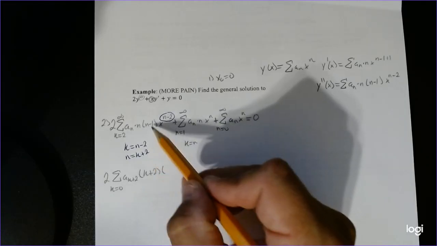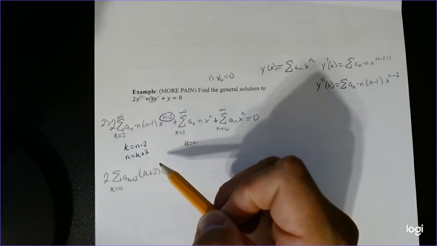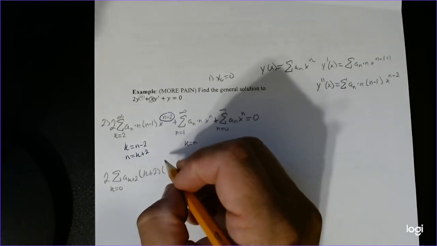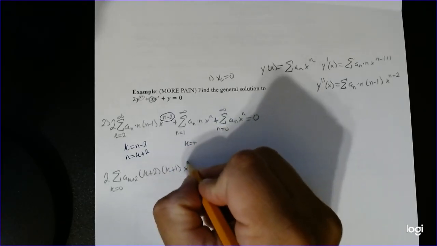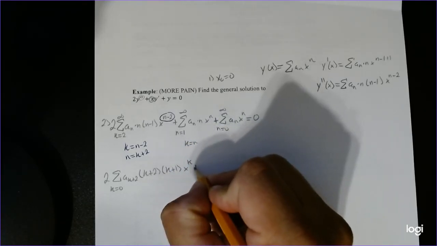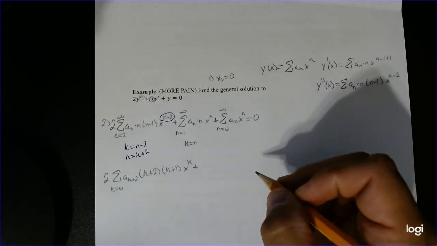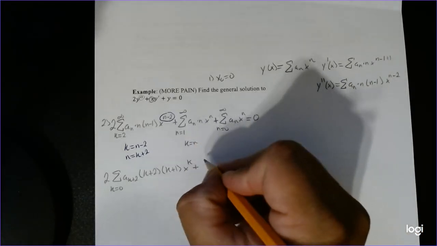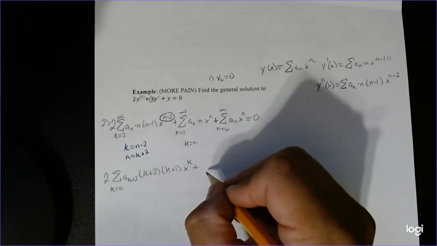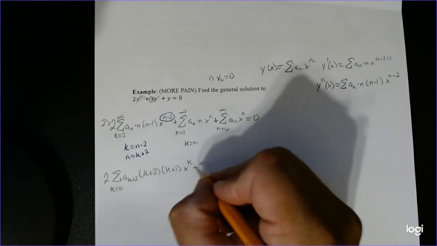So k plus 2 minus 1 is just k plus 1. Oh, they don't have the same indices. Okay. Oh, these two, 0 and 0. Okay, that's nice.